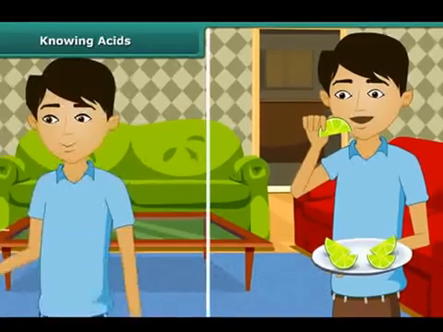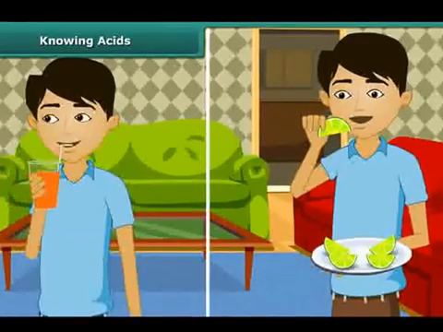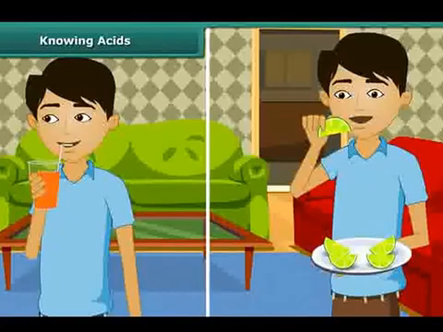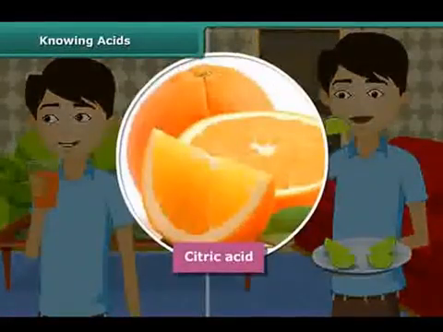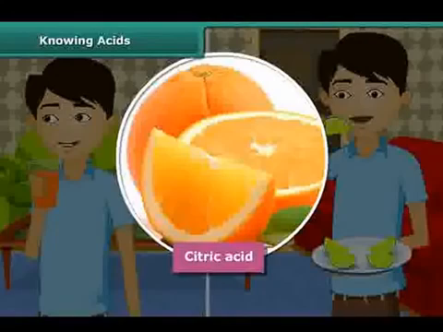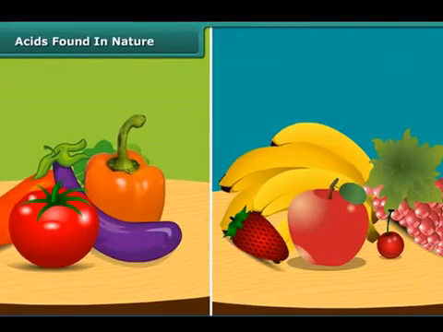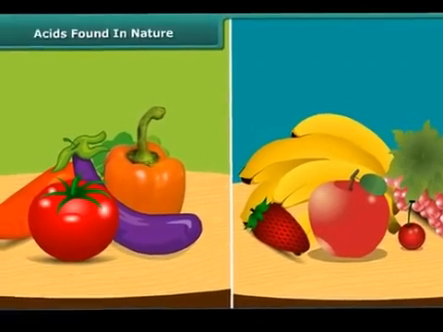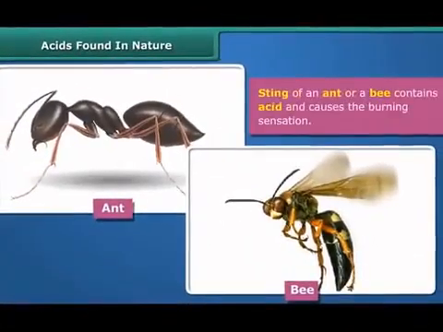You must have noticed that sometimes juices we sip are sour in taste. Generally, sour tasting substances contain acids. Some fruits contain citric acid, which is sour in taste. The origin of the word acid is found in natural substances like fruits and vegetables. Have you heard that sting of an ant or a bee contains acid and causes the burning sensation?